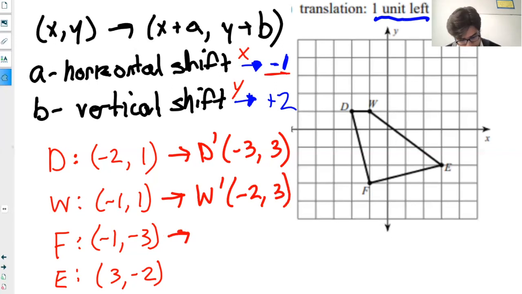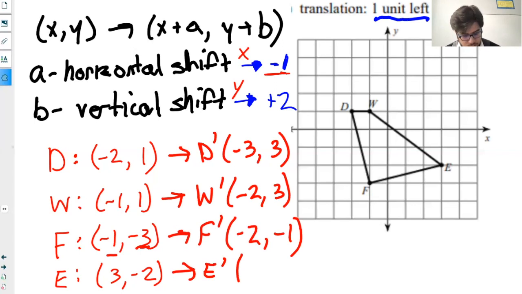For F, it will now become F prime. We take -1, subtract 1 from it, and it becomes -2. We take -3, add 2 to it, and that becomes -1. Same thing with E. This becomes E prime. We have 3; if we subtract 1 from 3, we get +2. And if we add 2 to -2, we get 0. And those should be my points.